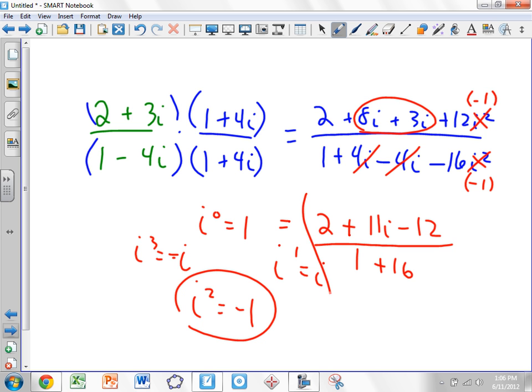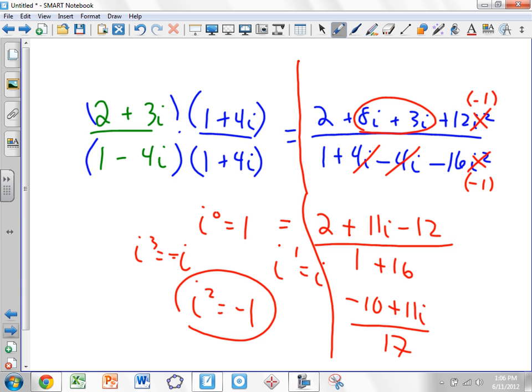Thus, in the end, take a look. Do you have any i in the denominator anymore? No. It's gone. That's the whole idea: get rid of that i. So as an answer, 2 minus 12 is negative 10, plus 11i, all over 17. So this green part we started with ends up looking like that. There's no i left in the denominator.